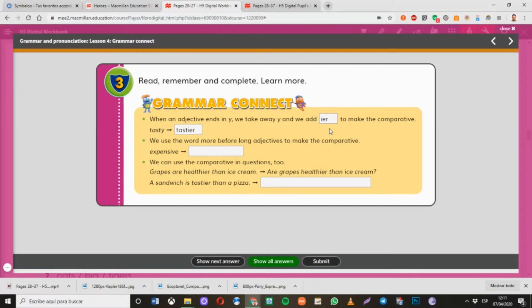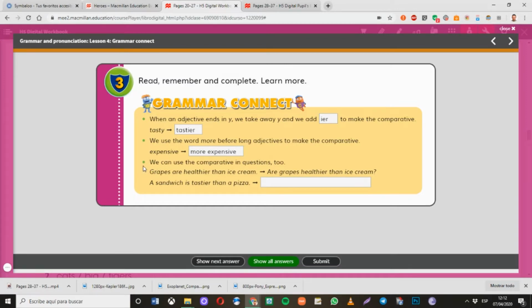Okay. Second, we use the word more before long adjectives to make the comparative. For example, expensive. This is very, very easy. How do we form the comparative of expensive? The first thing: how many syllables has this word got? Expensive. 3. The number of syllables is a tip. So, how do we form the comparative? The word more and the adjective expensive. Than, of course. Then we have than. Are you agree with me? Is it okay?